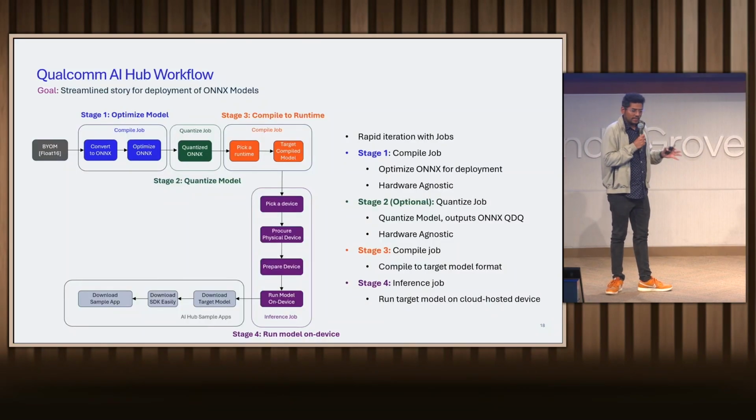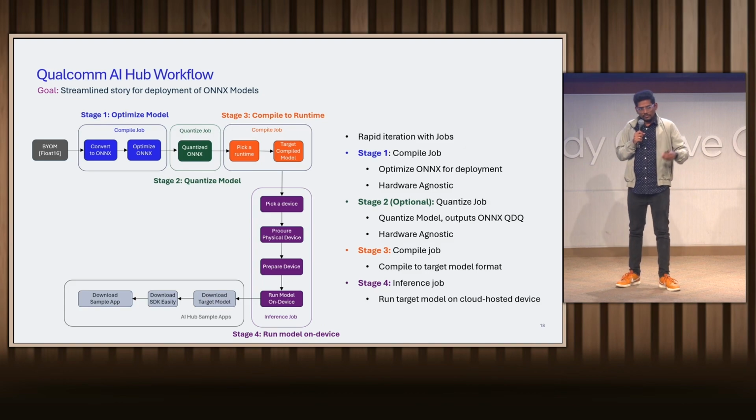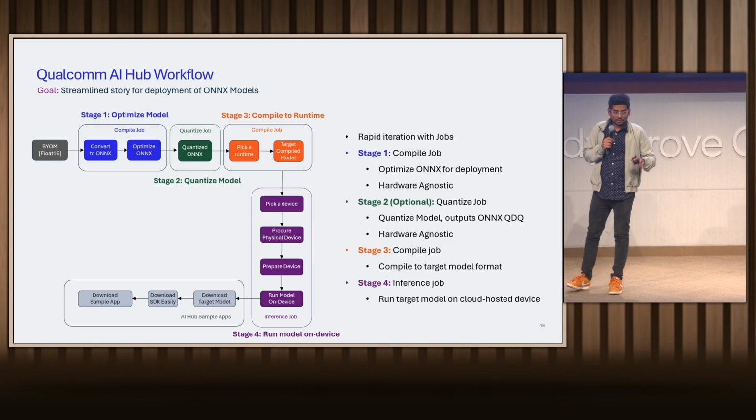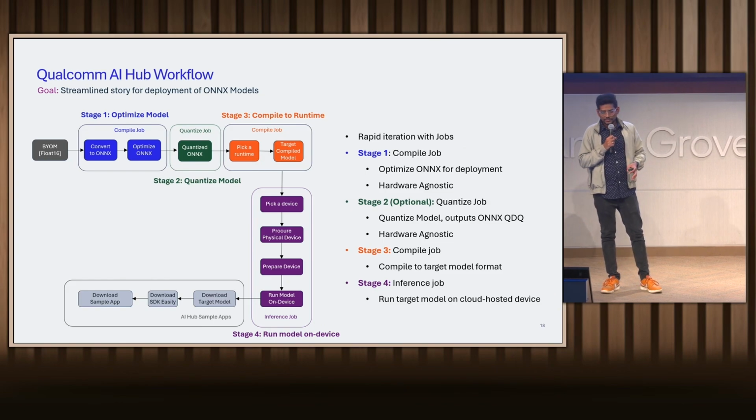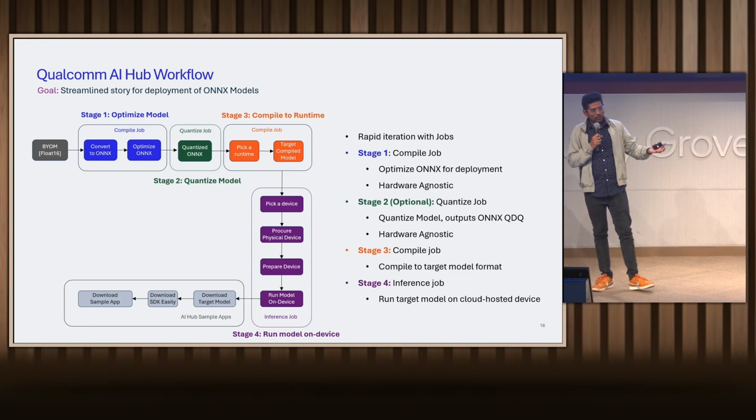Let's look into what exactly is happening under the hood. So the developer brings their own model. For example, let's say they're building a float 16 model. Let's assume it's a PyTorch model for this use case. The first stage is optimizing your model. And here you pass in a TorchScript-traced model to AI Hub. And AI Hub will convert your model to ONNX. Then it will do ONNX to ONNX transformation.